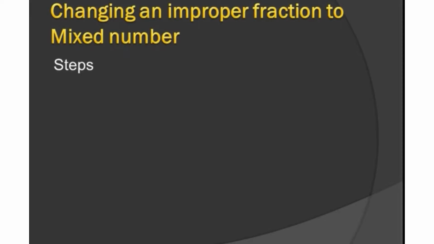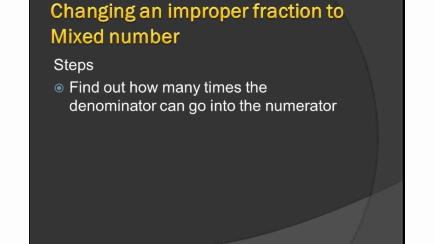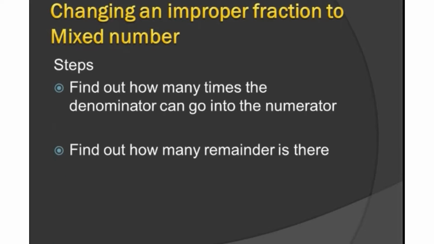So there are two steps that you need to follow. First, you need to find out how many times the denominator can go into the numerator. And second, you need to find out how many remainder is there. These are two key essential steps in changing an improper fraction to a mixed number. Let's give it a try.